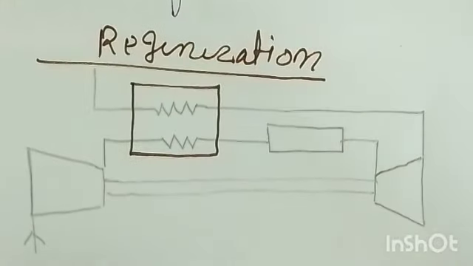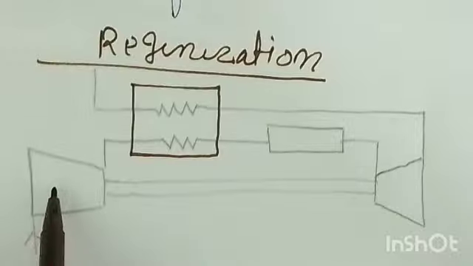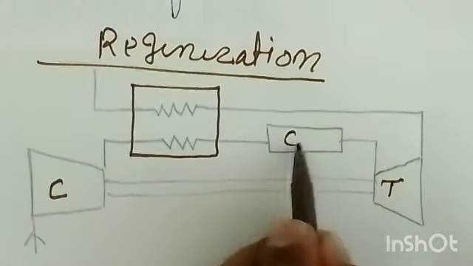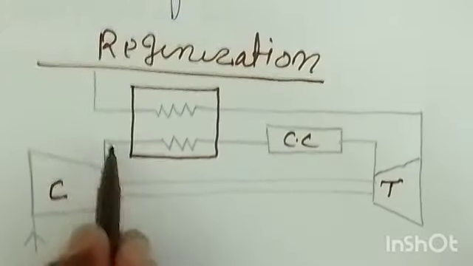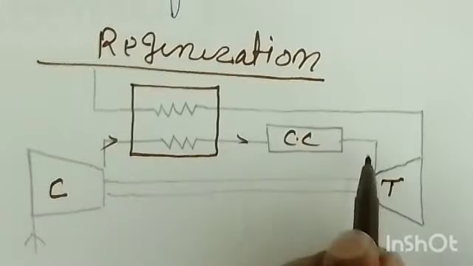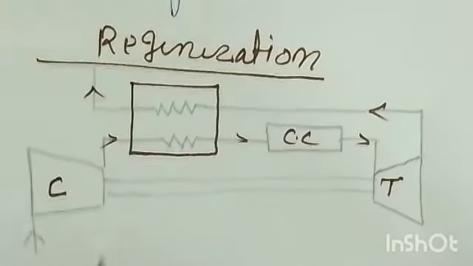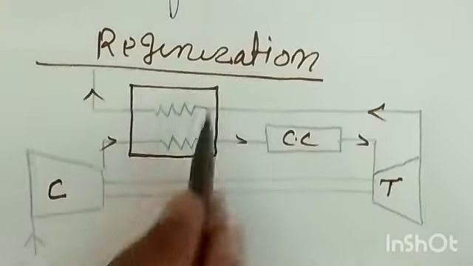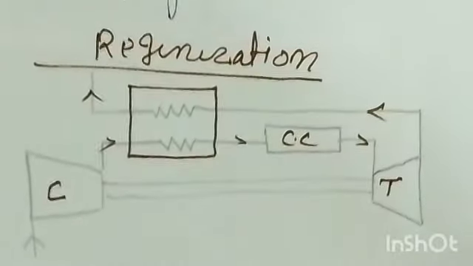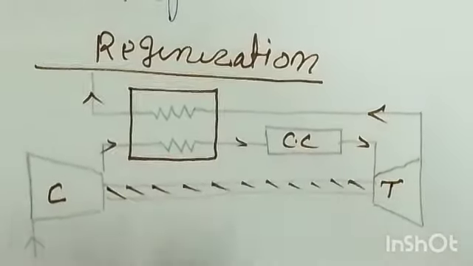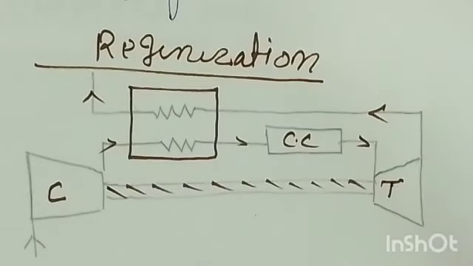Now you can see that first of all, this is your compressor, this is the turbine, and the combustion chamber, and the direction of flow will be like this. And this is your heat exchanger. This is the heat exchanger, and the shaft is coupled, by which we are transmitting the power to the compressor.